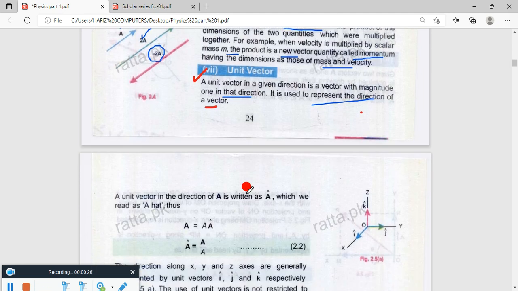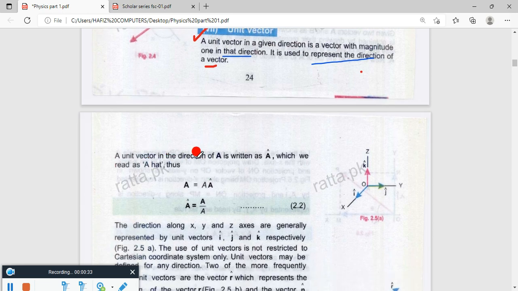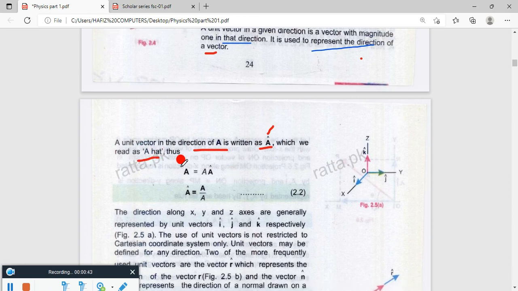How to represent a unit vector? Now we will see the representation of a unit vector. A unit vector in the direction of A is written as A with a cap. We will read it as A cap or A hat. Thus A is equal to A into A hat. A hat, or the unit vector, is equal to vector A over A, the scalar magnitude.